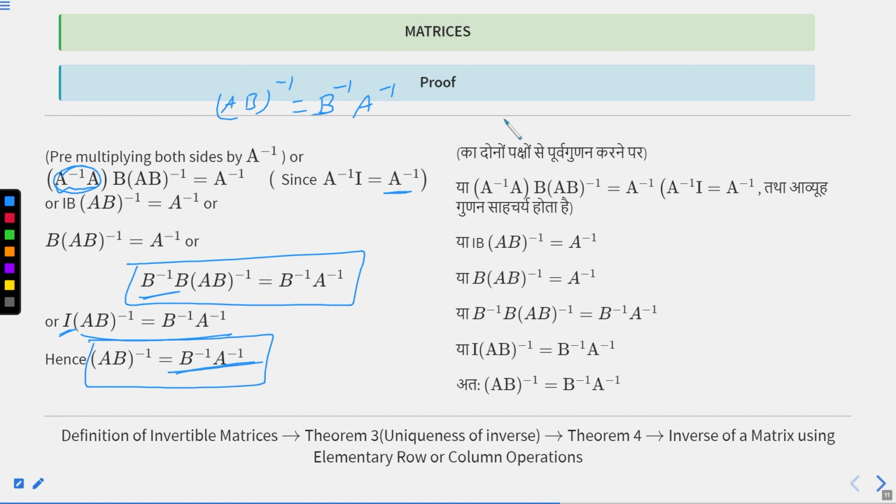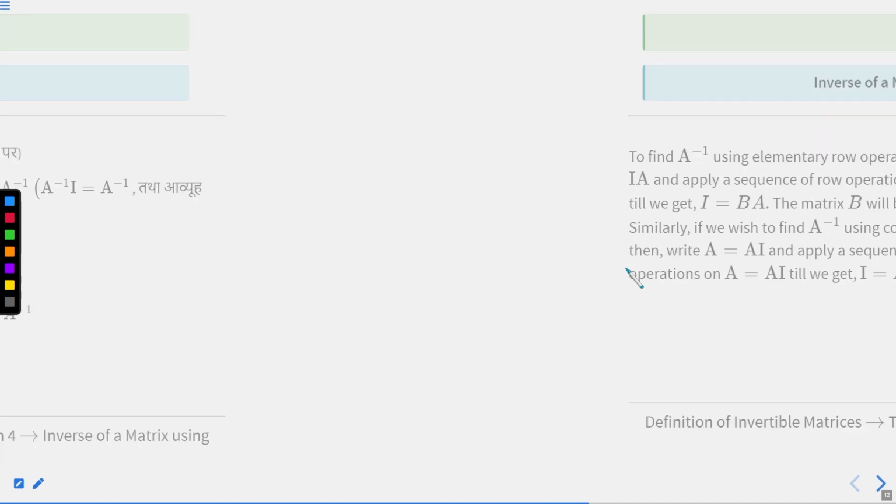So whenever you have a product of two matrices, and you want to find the inverse, you can find it by individually finding the inverse of B first and then multiplying it with the inverse of A, in this order. Okay, clear? Okay, let us move next.